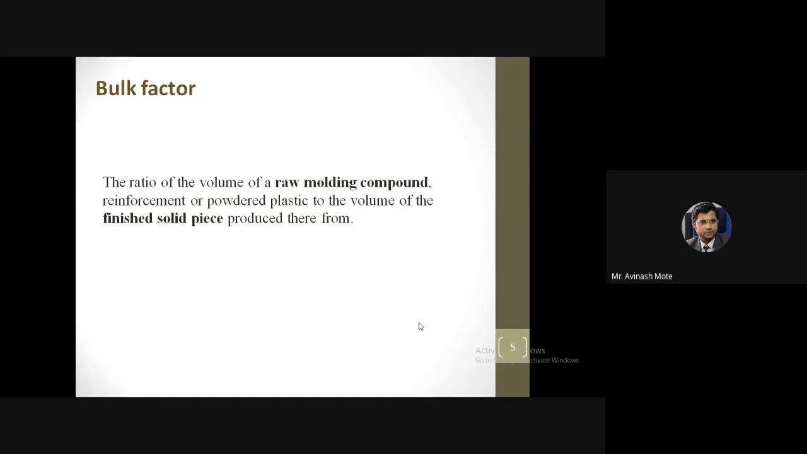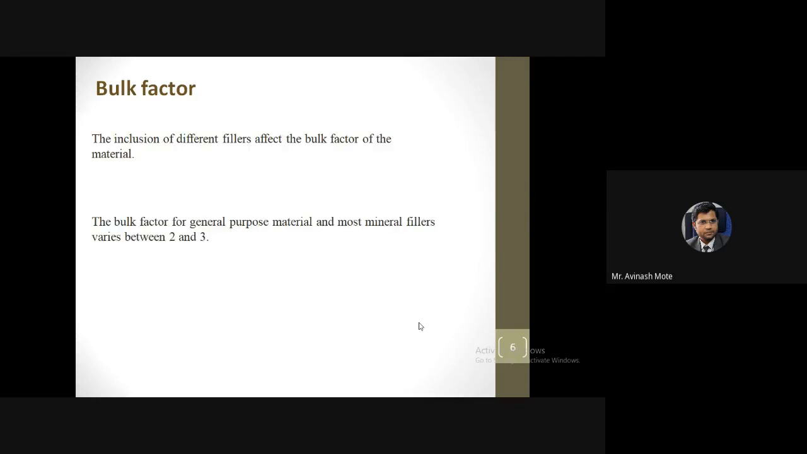So this is the bulk factor, the ratio of volume of raw material to the volume of final product. Out of this, we know the volume of the final product, we know the bulk factor. Based on that, we have to calculate the volume of compound, the volume of raw material. Getting it? Okay. Now this will complete it fast.